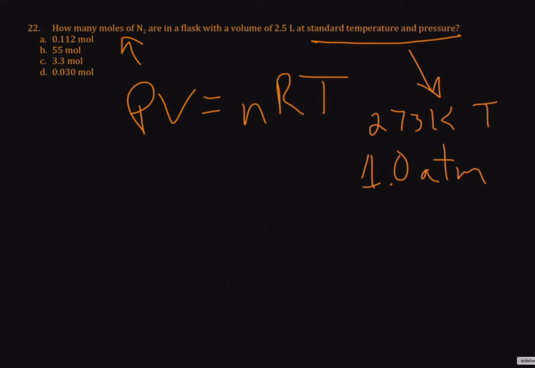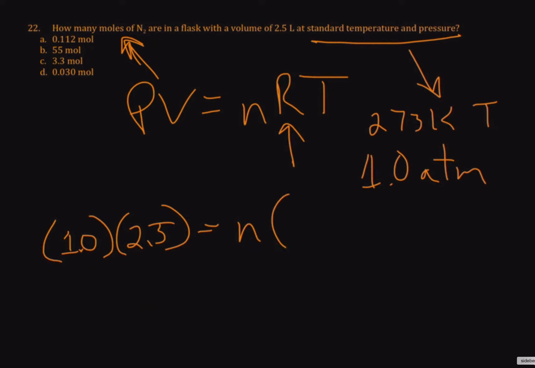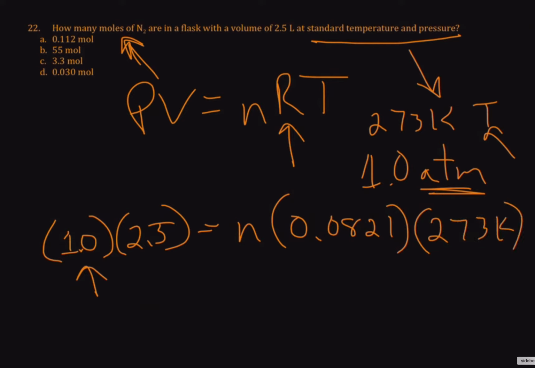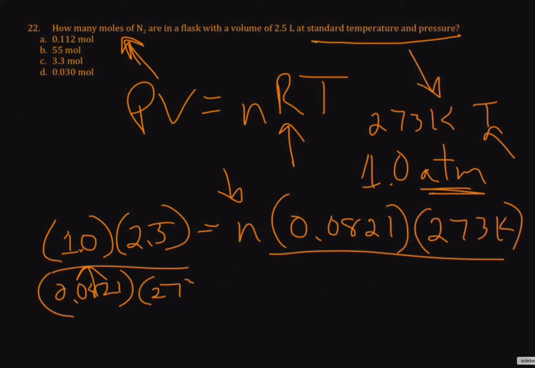All right, so we're given volume, pressure. Right, pressure is 1.0 atmospheres. Volume is 2.5 liters equals the number of moles, which we're trying to find, times the ideal gas constant. That's what R stands for. And when the ideal gas constant is for a unit of atmospheres, which is what we used, the number is 0.0821, and then times the temperature. Standard temperature is 273 Kelvin. So if we solve for N, what we're going to do is divide both sides by the 0.0821 times 273, and that leaves us with N equal to 0.112 moles.